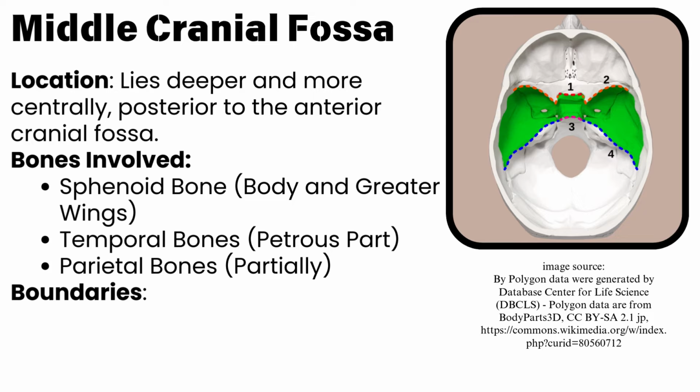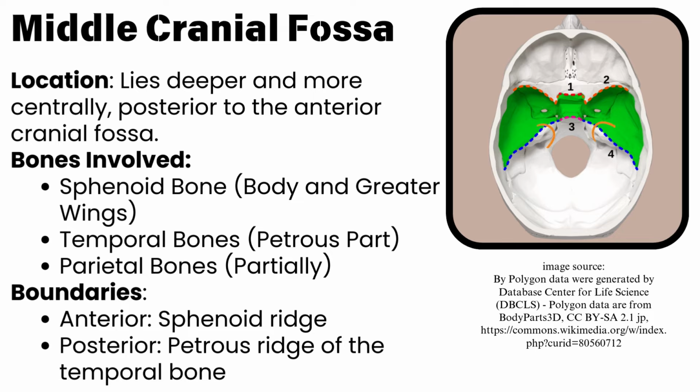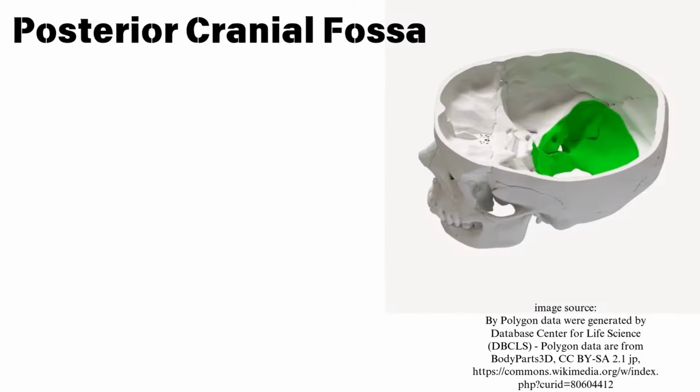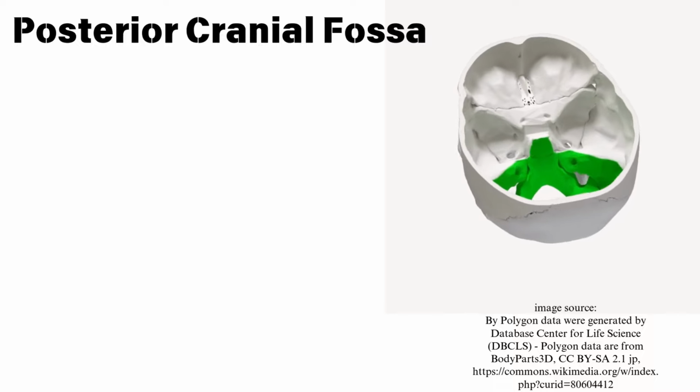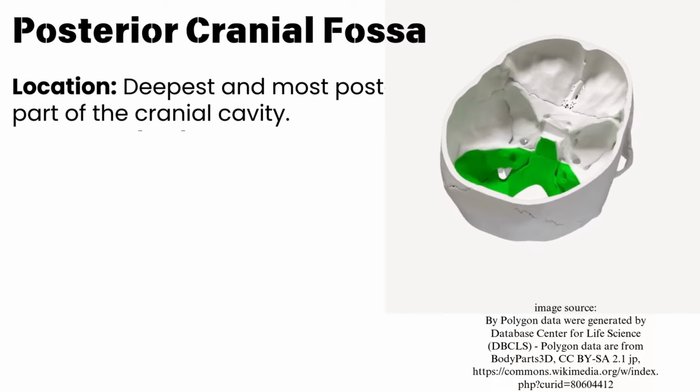Boundaries of middle cranial fossa. Its anterior boundary is formed by the sphenoid ridge. Its posterior boundary is formed by the petrous ridge of the temporal bone. Number 3. Posterior cranial fossa. It is the deepest and most posterior part of the cranial cavity.